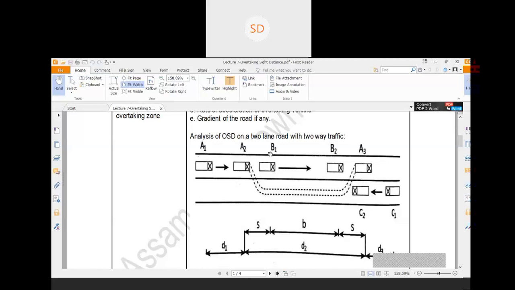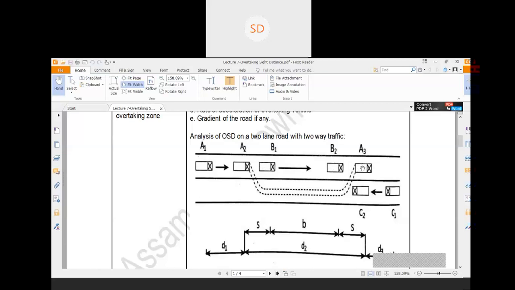Now, in these two cases, whenever vehicle A is following vehicle B, or just at the moment it overtakes vehicle B, in both cases they will maintain a safe distance between them. And this is called spacing.